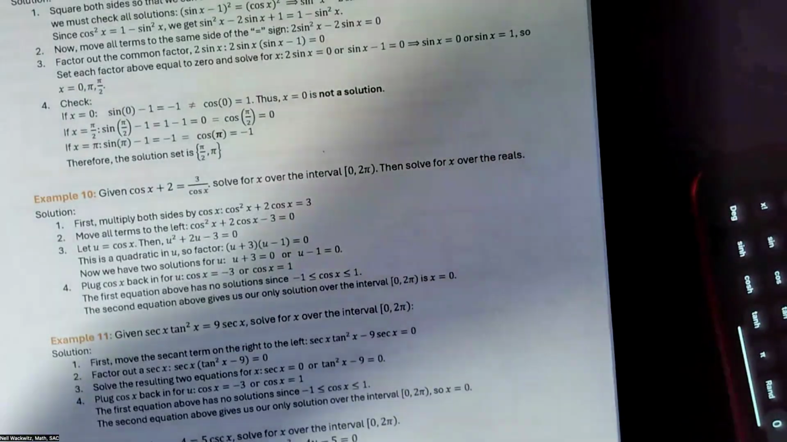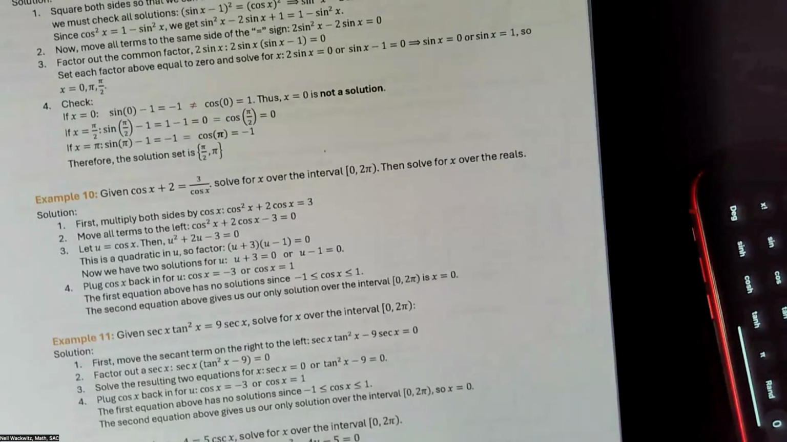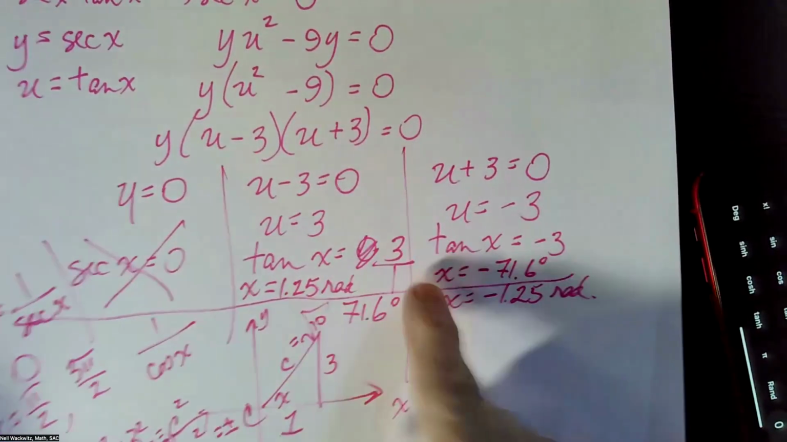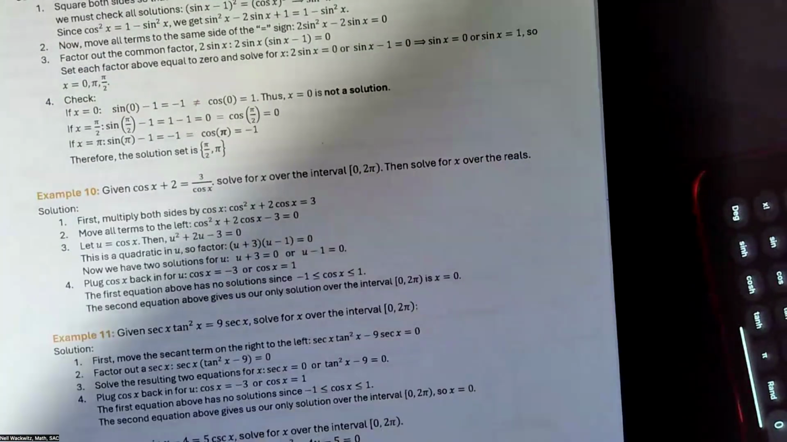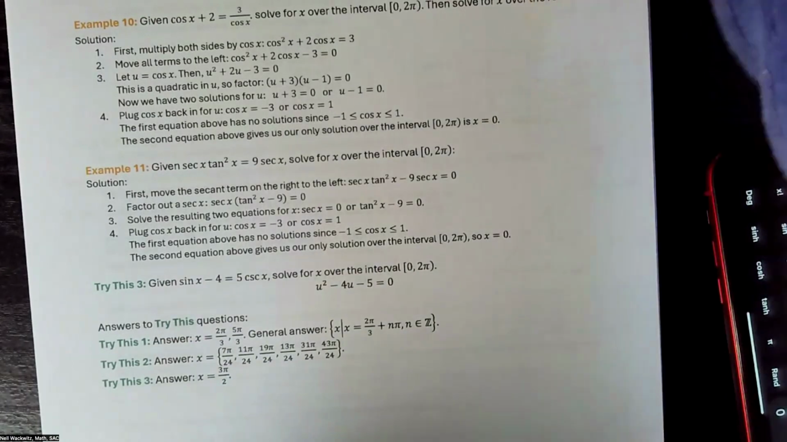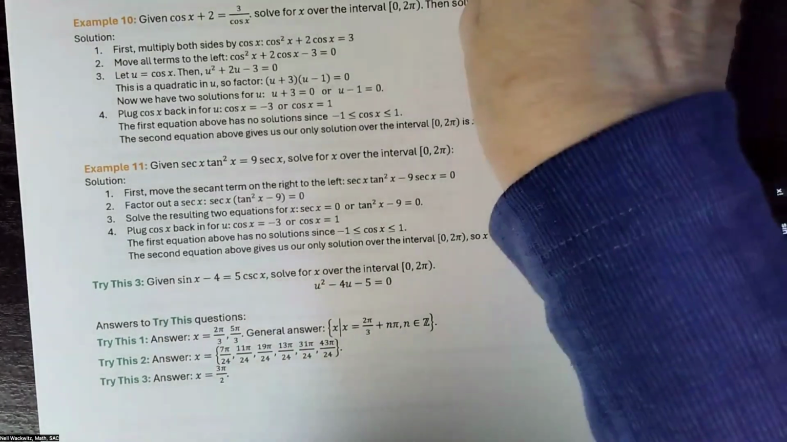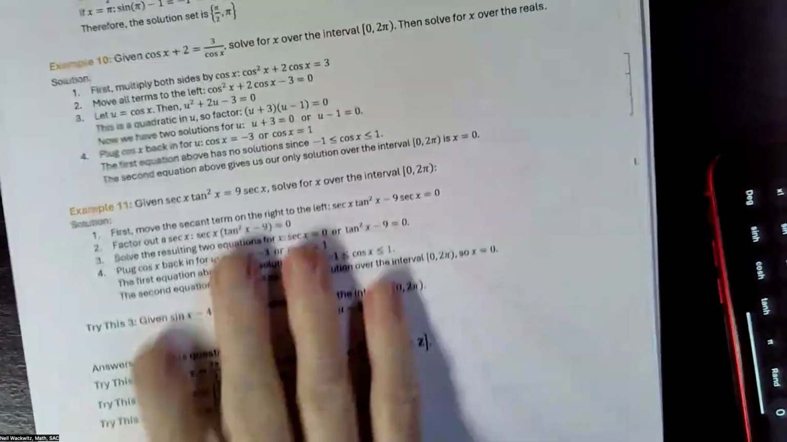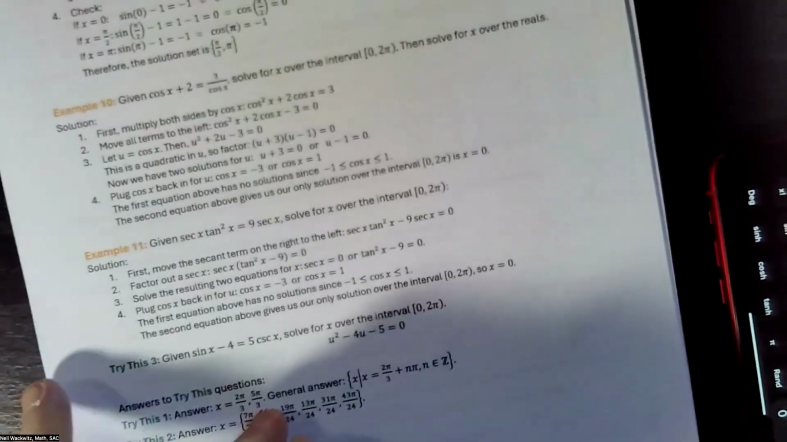But yes, so we only get the solutions for the tangent. The try thises I do want y'all to do, and I'll give you a space to turn those in after the lecture today.